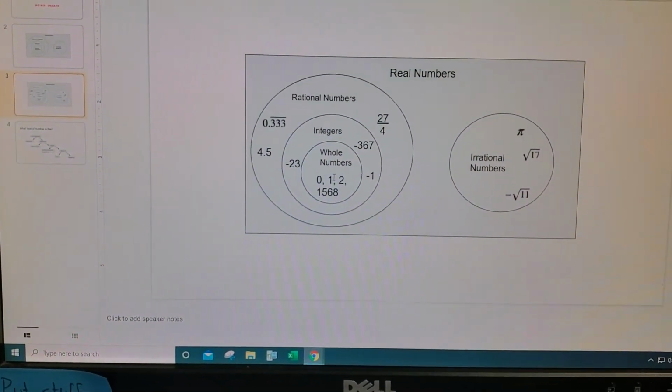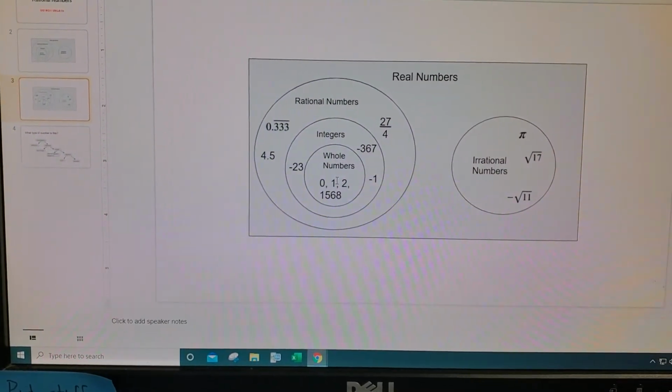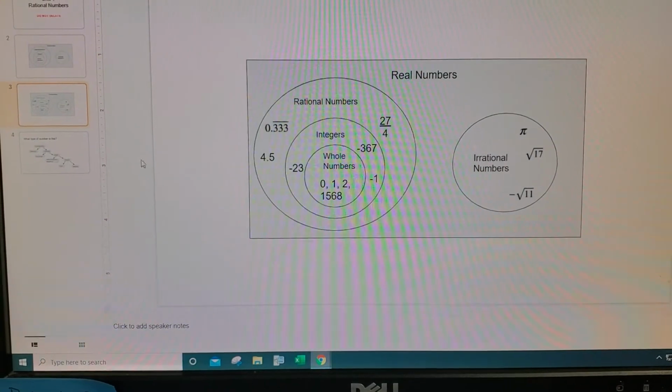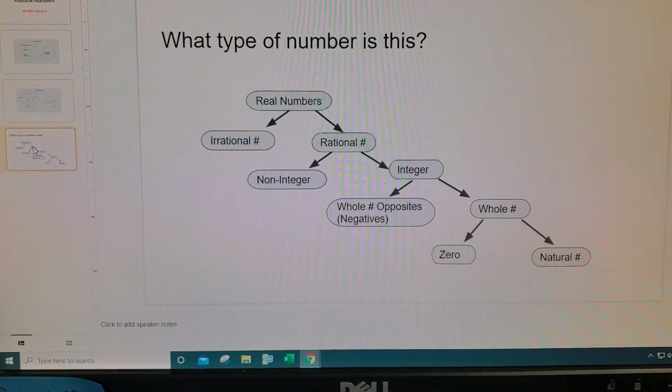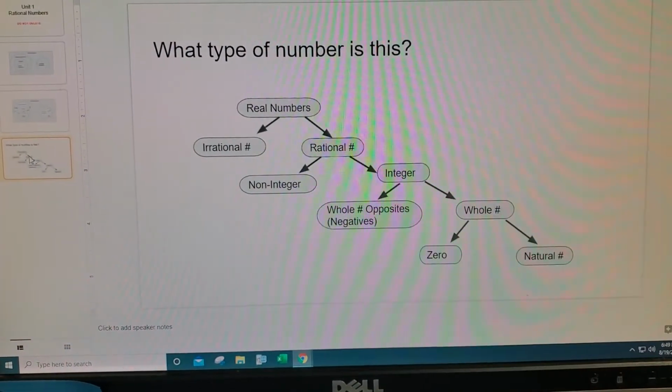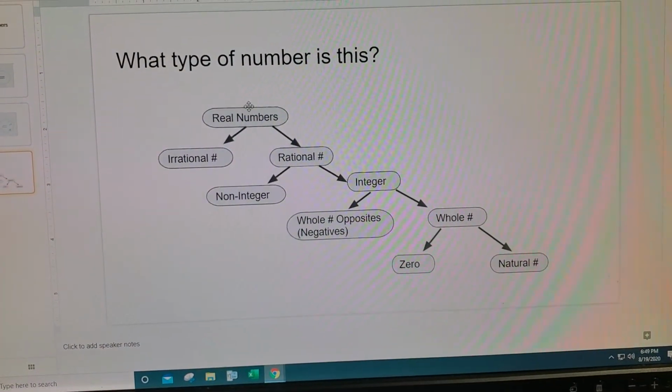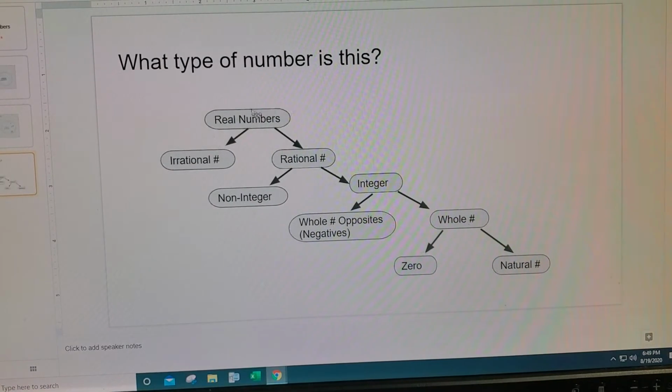That's because the only difference in a natural number and a whole number is 0. 0 is a whole number, but it is not a natural number. So if you're trying to determine numbers, I got this flowchart for you here. So you start off, it is a real number. Any number I give you is a real number.